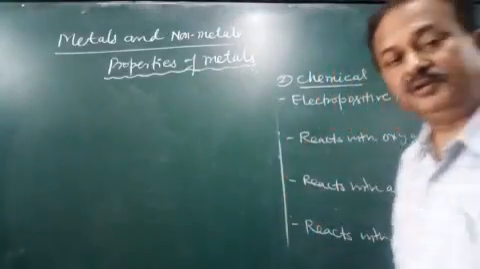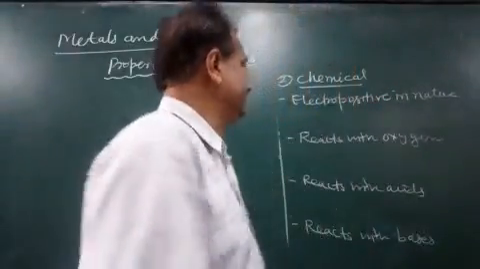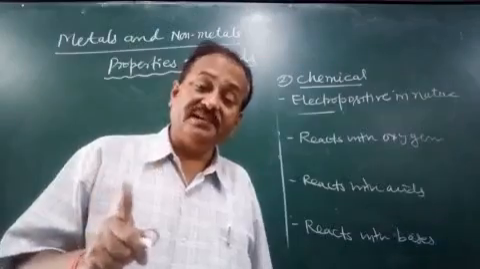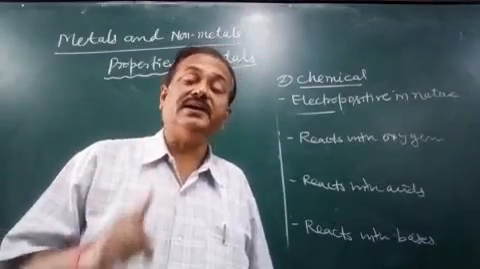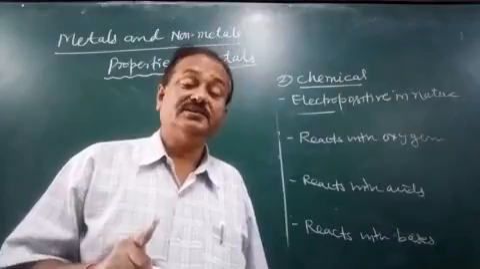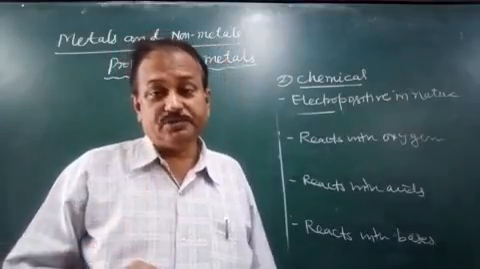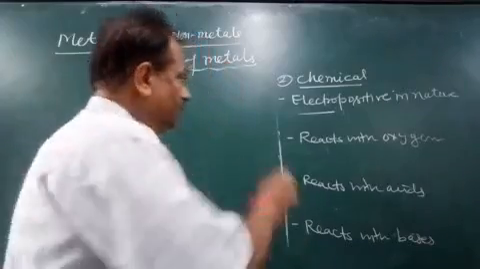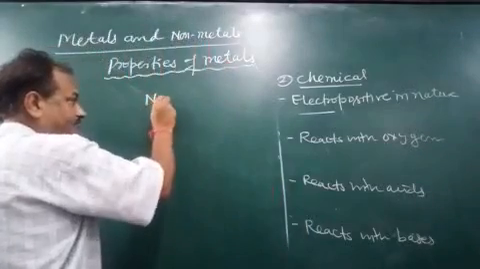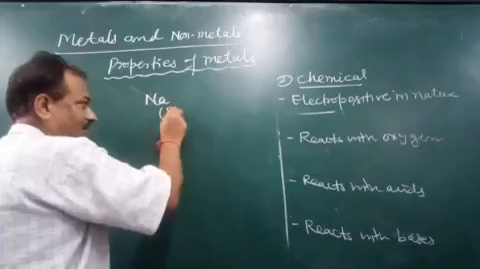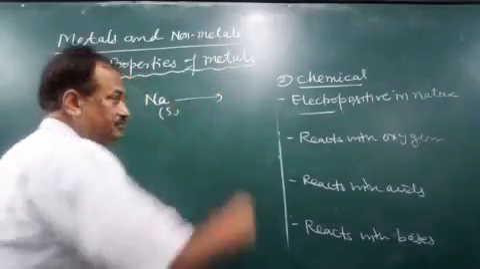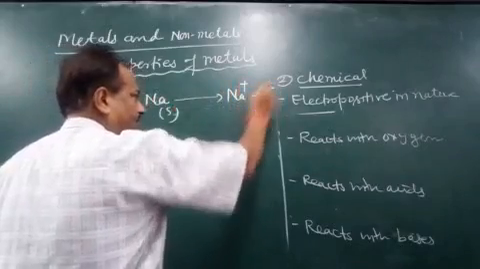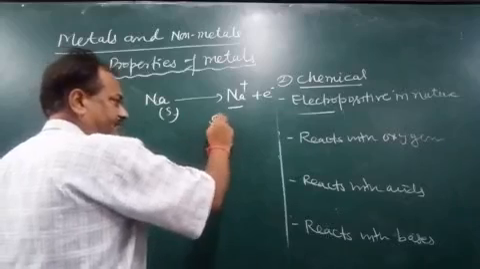The chemical properties of metals. First, metals are electropositive in nature. Electropositive means they have a tendency to acquire positive charge. So the point is how they acquire positive charge. It means negative charge has to be removed. So if I write here sodium metal, sodium is very reactive. So sodium loses one electron, and this is the sodium ion.